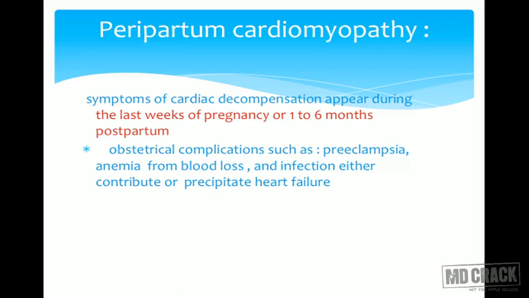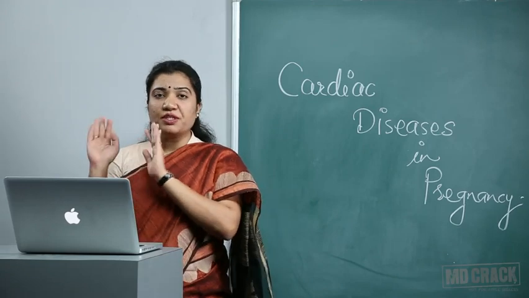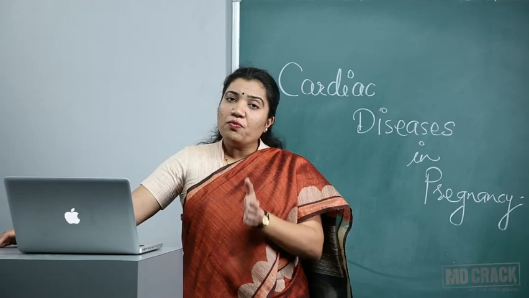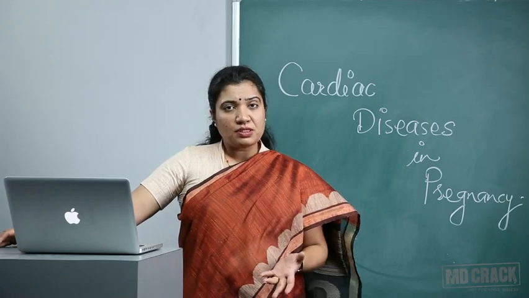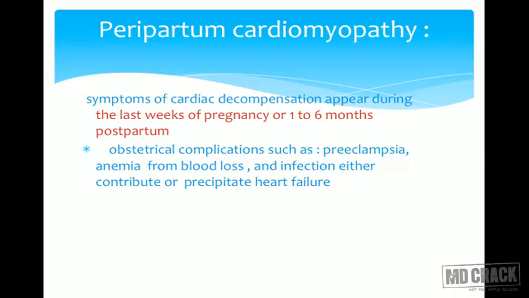The symptoms of cardiac decompensation appear during the last week of pregnancy or maybe 1 to 6 months peripartum. It means we think she delivered fine, third stage, fourth stage, everything fine, 8 days fine, she's gone home, and then maybe 1 month later the symptoms start. 1 to 6 months, anytime the symptoms can be there. So this is a disorder which is dreadful. Again, the prognosis is very bad.